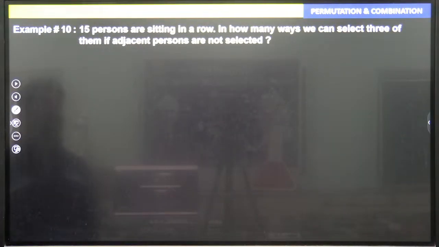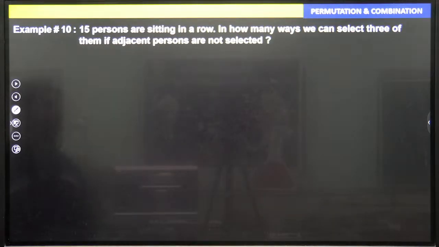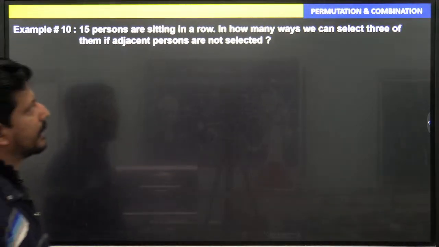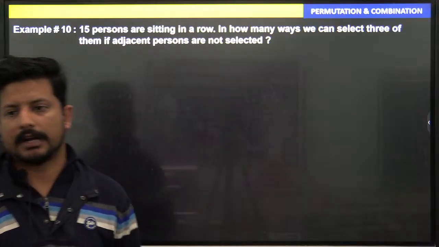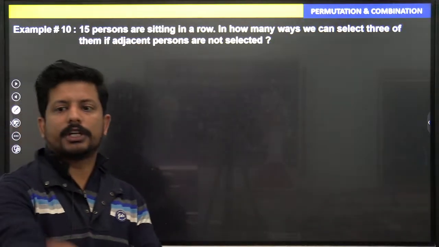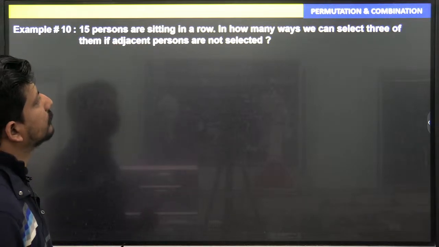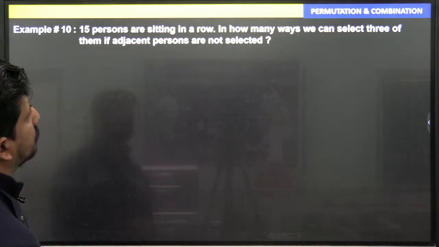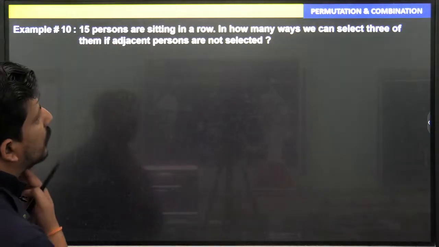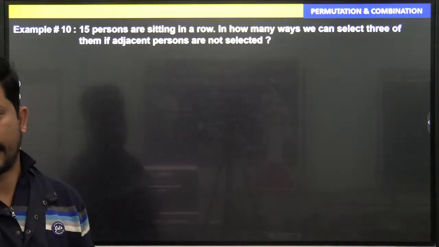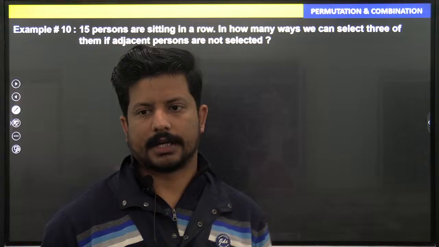Now 15 persons are sitting in a row. In how many ways can we select 3 of them if adjacent persons are not selected? Adjacent persons are not selected. Now you need to know that if adjacent persons are not selected.